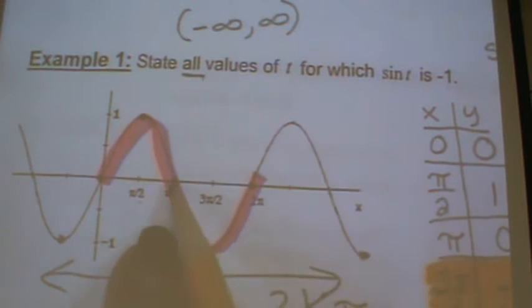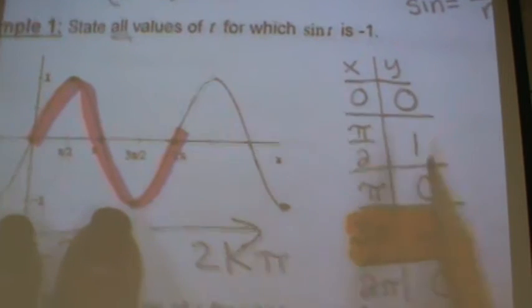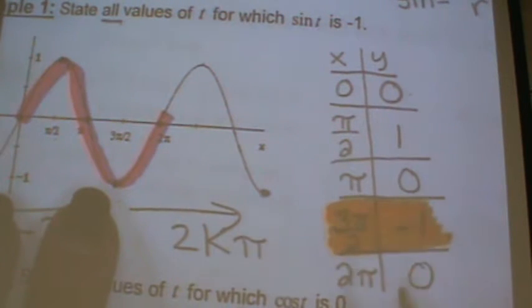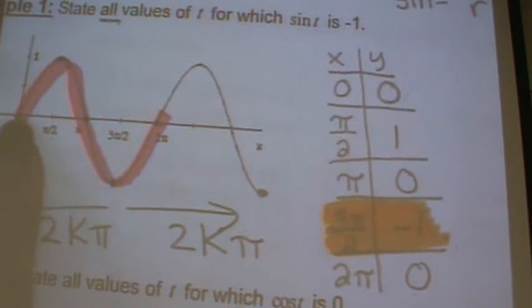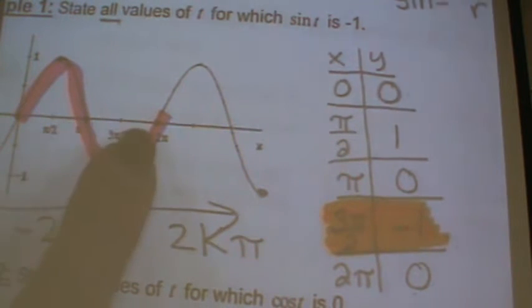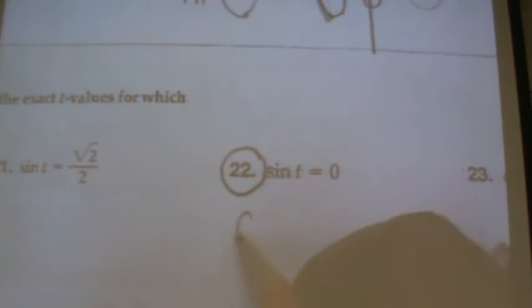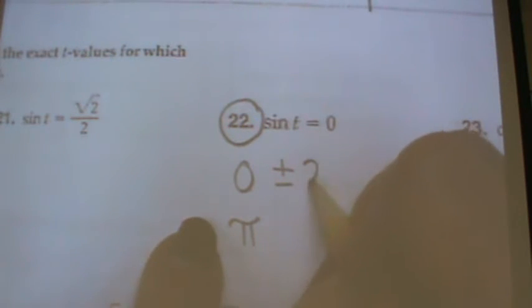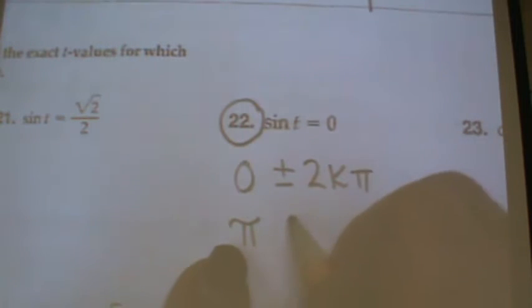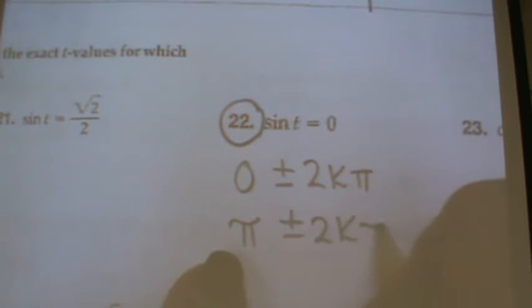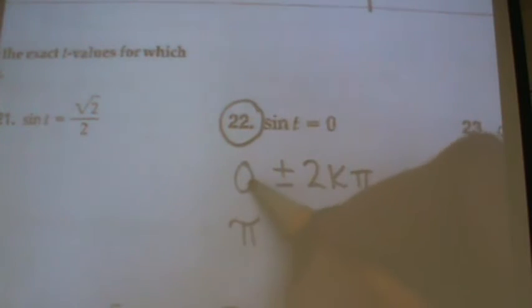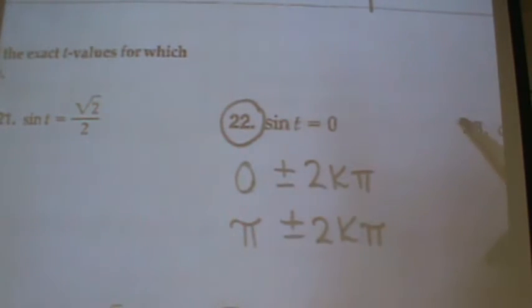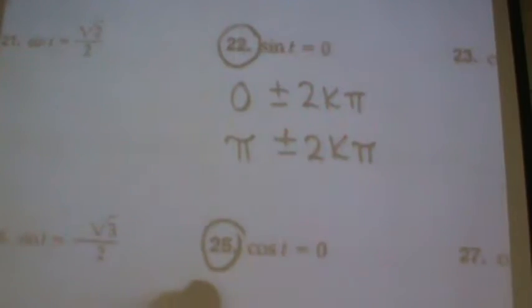Does everyone see that? You get a 0 here, at 0 and pi and 2 pi. So 0, pi, and 2 pi. Now 2 pi is the same as 0. So you're going to do 0 plus or minus 2k pi and pi plus or minus 2k pi. Now if I write 2 pi, it's the same as that point because those are coterminal. Now do the cosine one at 0.